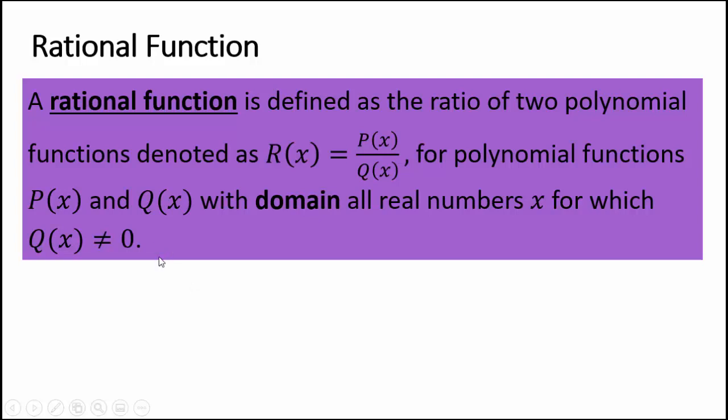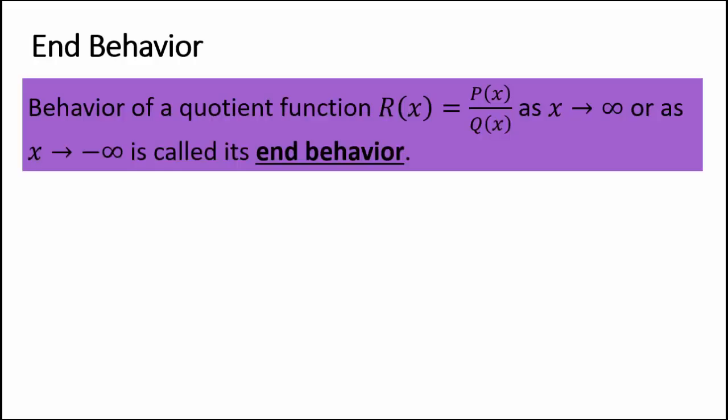The domain would be all real numbers, except for all places where the denominator is zero, since both p of x and q of x are polynomial functions, their domain is all real numbers. The end behavior of polynomial functions was dictated by the highest degree term, so leading coefficient times x to the highest power. For quotient functions, the end behavior is observation of what happens to the quotient as x goes to plus or minus infinity, similar to what we were doing for polynomial functions, except here, the end behavior might give rise to asymptotes. So you have to be careful as to what kind of end behavior we have.